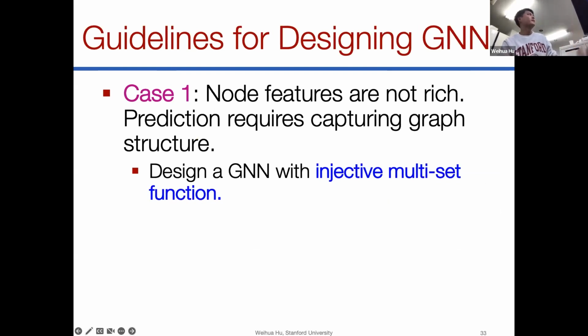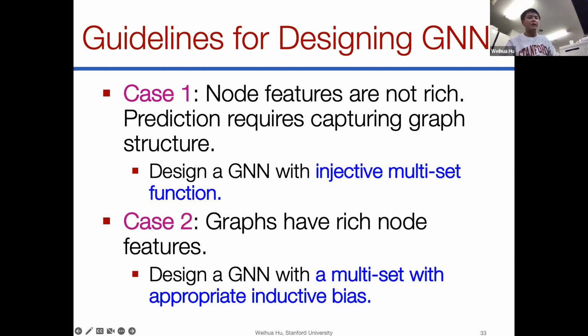The first case is when node features are not so rich, for example, in molecular graphs where a lot of nodes are just carbons. In this case, we want to design a GNN with a powerful injective multi-set function based on, for example, summation. In case two, where graphs have very rich node features, like text features, then we probably want to design a GNN with a multi-set function with an appropriate inductive bias.